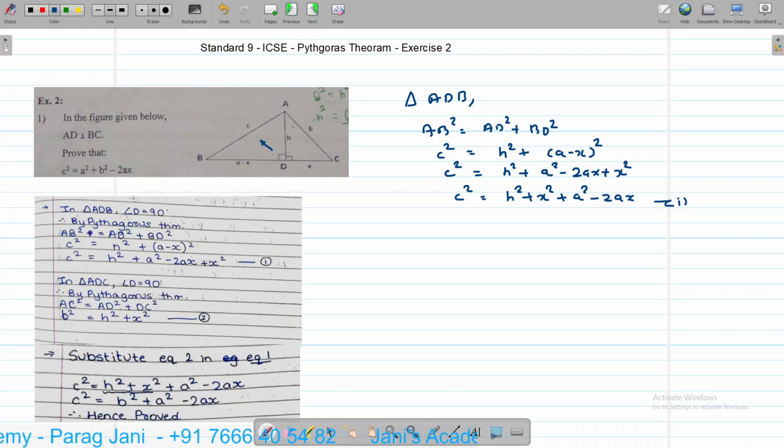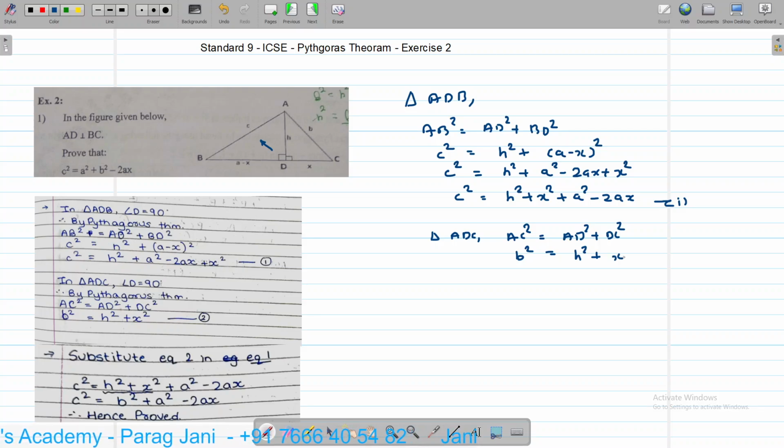Now in the other triangle, triangle ADC, here again by the Pythagoras theorem, AC square is equal to AD square plus DC square. Now AC square is equal to b square, AD square is equal to h square, and DC square is equal to x square. This is your second equation.